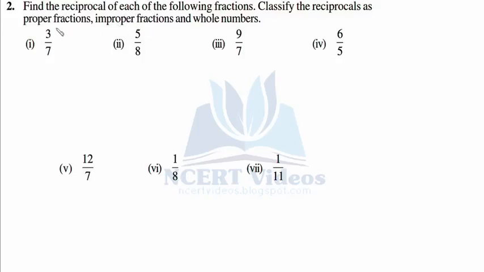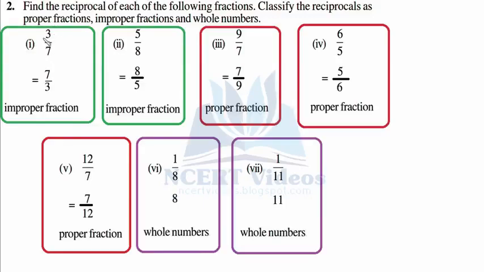So let's do it. The first one is 3 over 7. Now we have to flip it, so it becomes 7 over 3. It is an improper fraction because the numerator is greater than the denominator. Second, 5 over 8. Flip it, 8 over 5. Then it is again improper because the numerator is greater than the denominator. 9 over 7, 9 numerator to denominator and denominator 7 to numerator. It is proper because the numerator is smaller than the denominator.